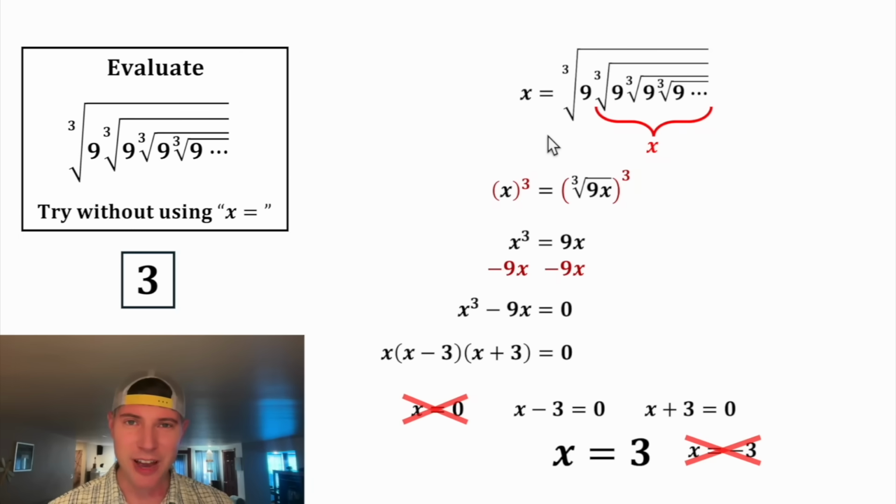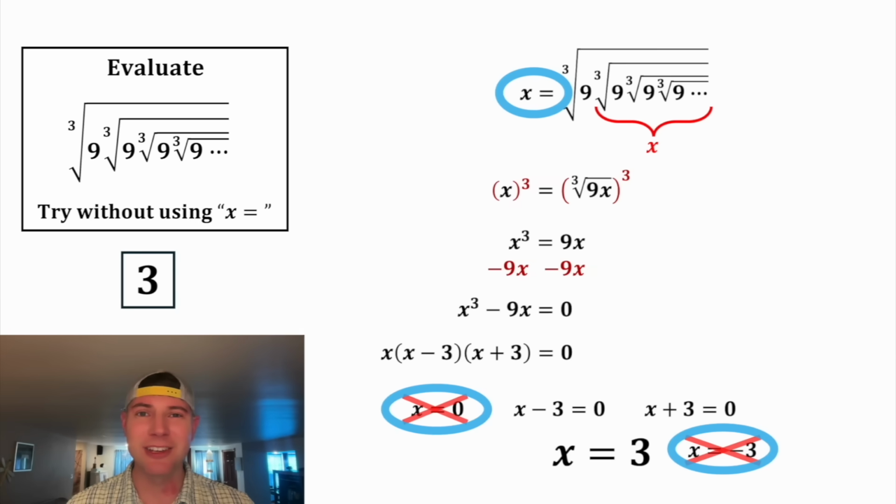It's definitely faster, but I had a lot of fun going through the first method. And for the first method, we didn't have to introduce an x and an equal sign, and we didn't introduce any extraneous values. We only found the 3. Which way did you like more?